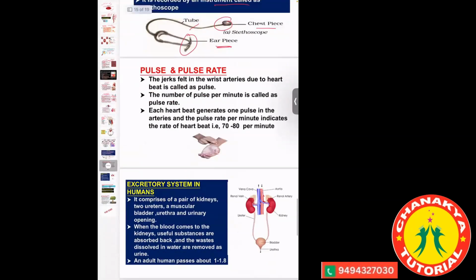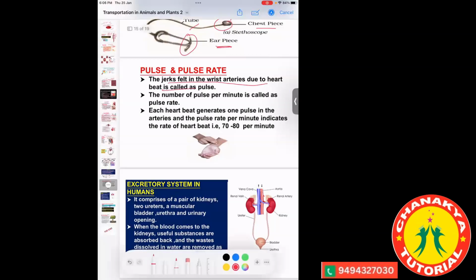Then pulse and pulse rate. The jerk felt in the wrist arteries due to the heartbeat is called the pulse. The number of pulses per minute is called the pulse rate. Each heartbeat generates one pulse in the arteries, and the pulse rate per minute indicates the rate of heartbeat, that is 70 to 80 per minute.